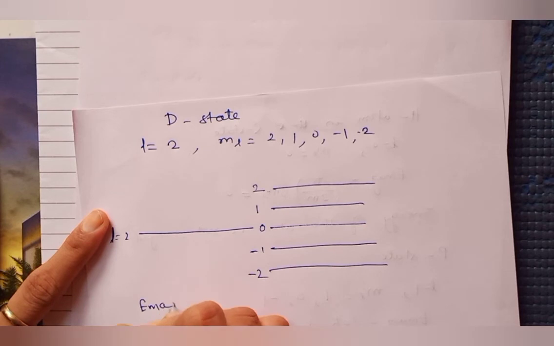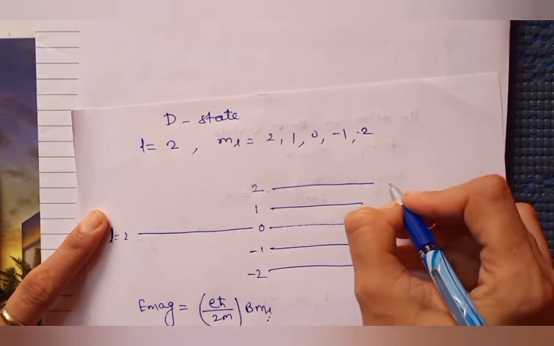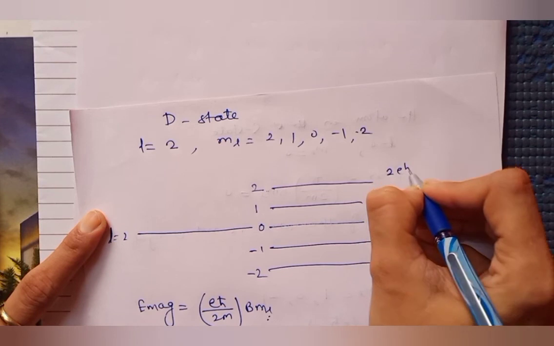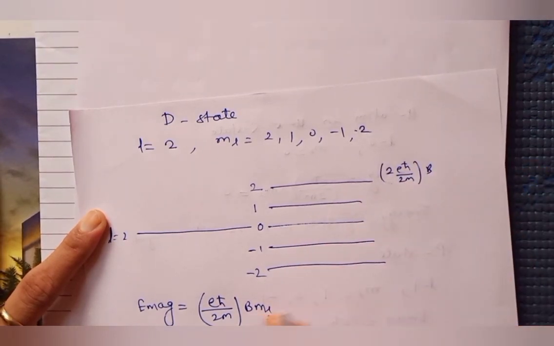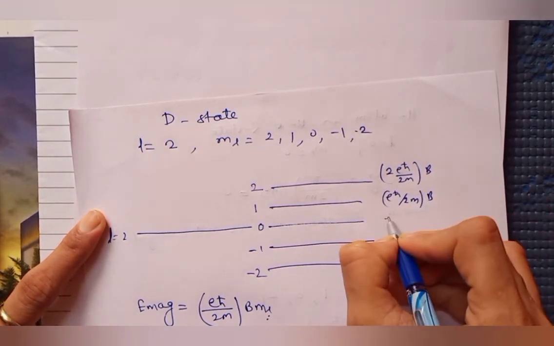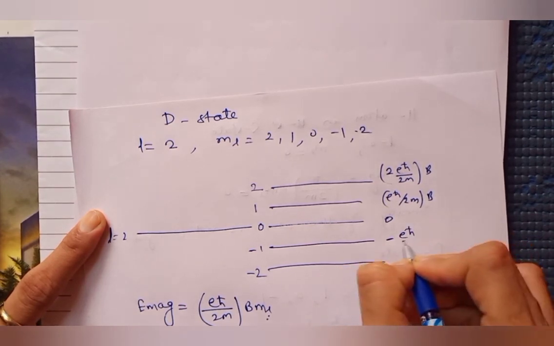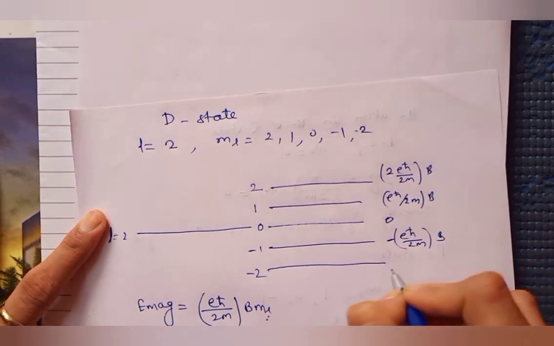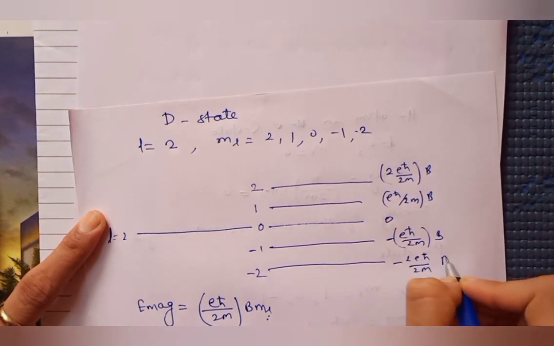And we know that E magnetic is equal to eh cross upon 2m into B ml. So I will substitute ml value 2, and I will get 2 eh cross upon 2m into B. If I substitute ml equal to 1, I will get eh cross upon 2m into B. For ml equal to 0, I will get 0. Here I will get minus eh cross upon 2m into B. Here I will get minus 2 eh cross upon 2m into B.